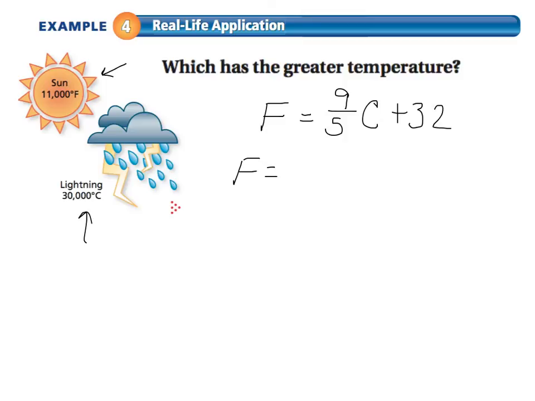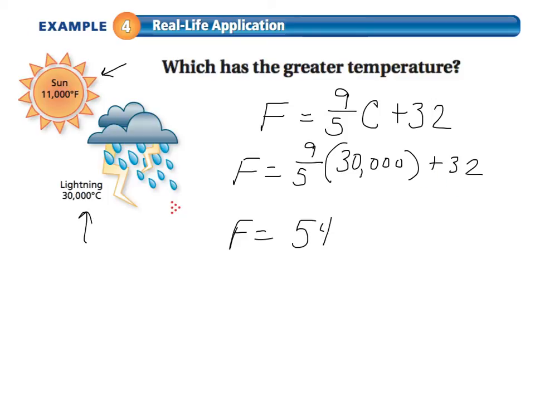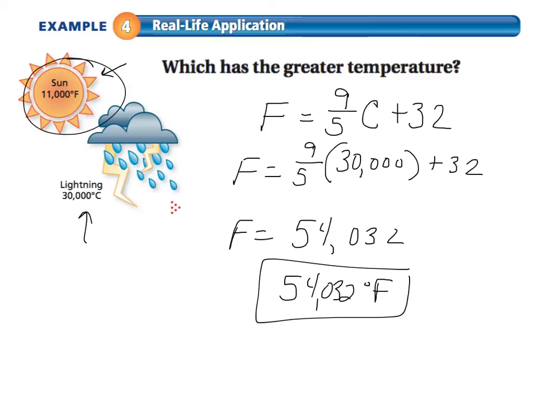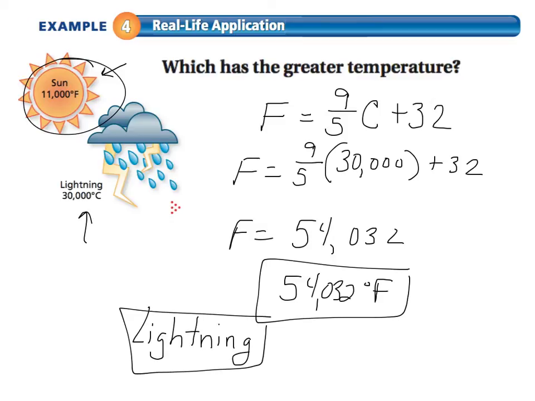So that would be Fahrenheit equals, it's going to be plugged in for C, 9/5 times 30,000 plus 32. Just plug it in, solve it, 30,000 divided by 5 times 9, 30,000 times 9/5 plus 32 would give me Fahrenheit of 54,032. So this is 54,032 degrees Fahrenheit. And the sun is 11,000 degrees Fahrenheit. So which one is a greater temperature? That would be lightning.